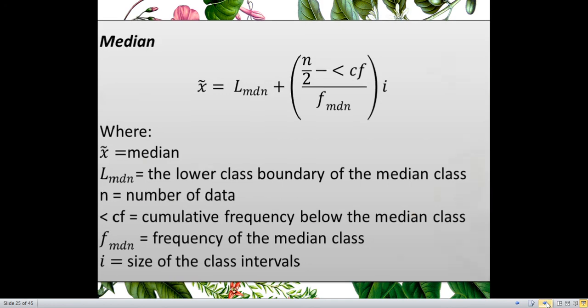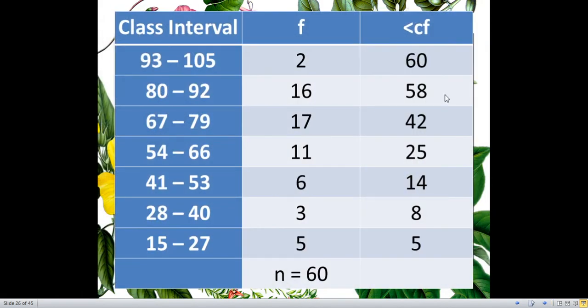So let us look again at the data. Here it is. This time what I need is this less than CF column. How do we get it? Again, you go back to our frequency distribution from before. To get this, we need to start from the bottom. So 5, since that is your bottom frequency, then add the 3, we have 8, add the 6, we have 14, and so on until you reach the last one. This last one should be the same as the total of your frequency.